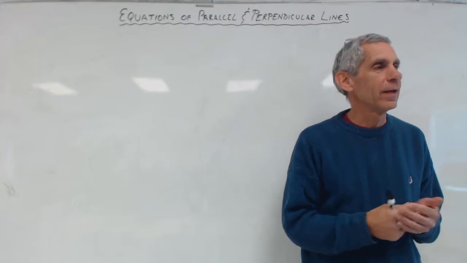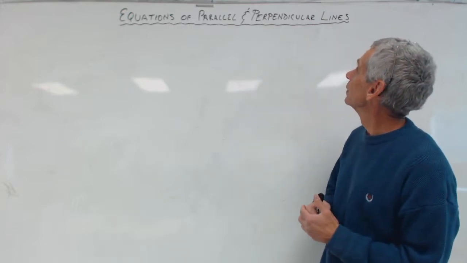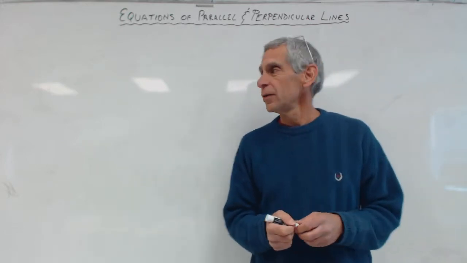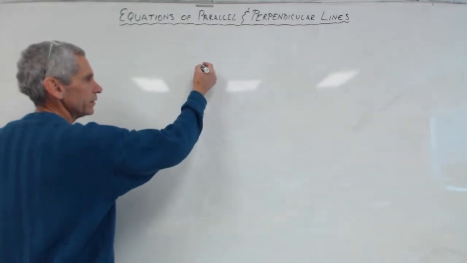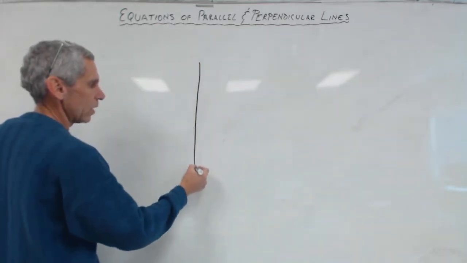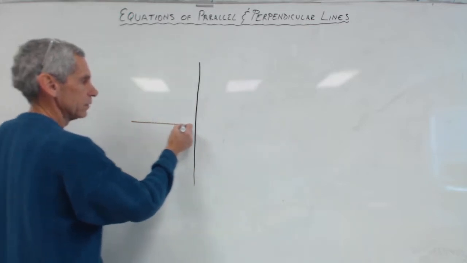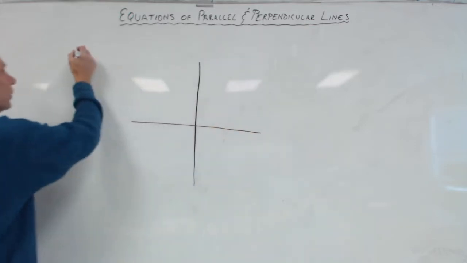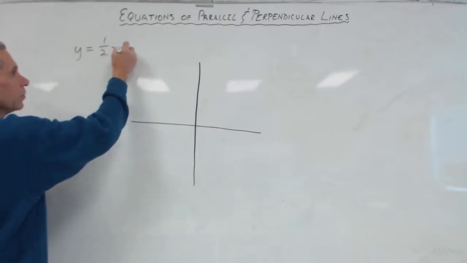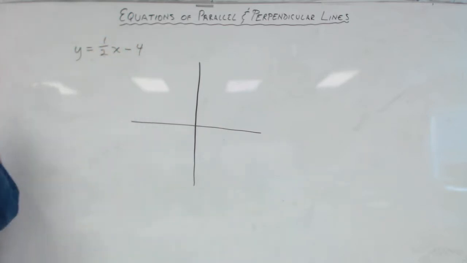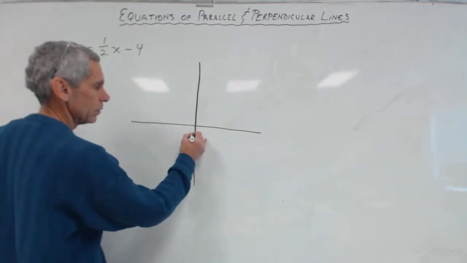Equations of parallel and perpendicular lines. So if you think about it, let's do this for a second. Let's draw a graph, and let's say we draw y is equal to 1/2 x minus 4. Okay? We're going to graph that.